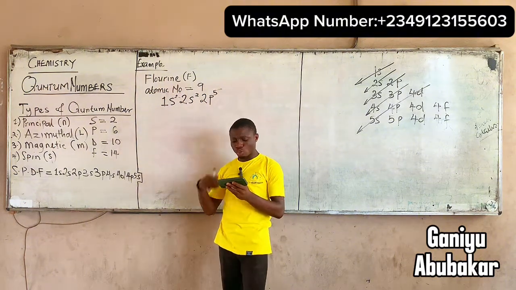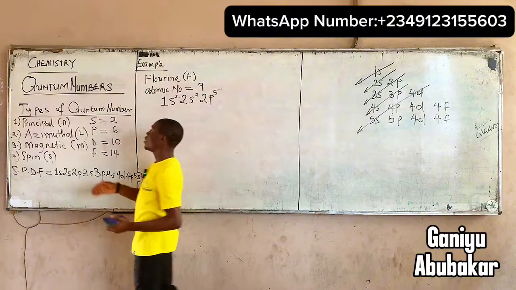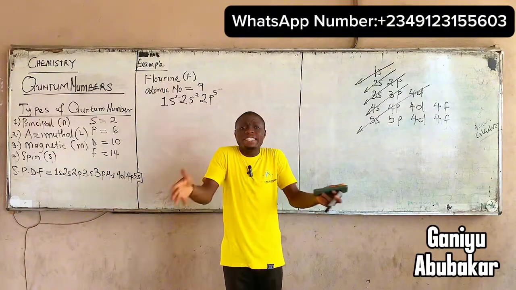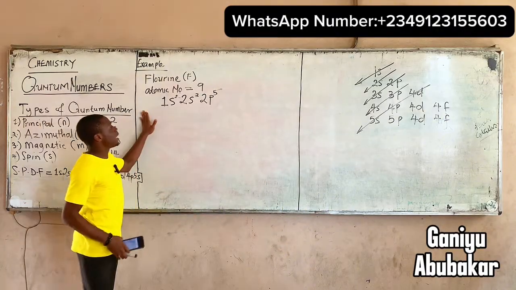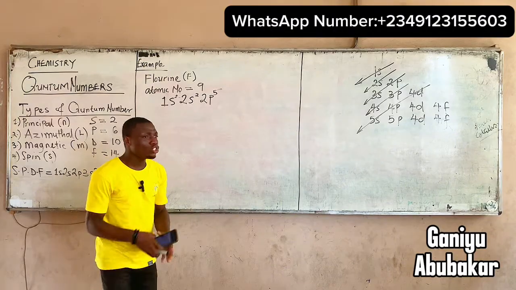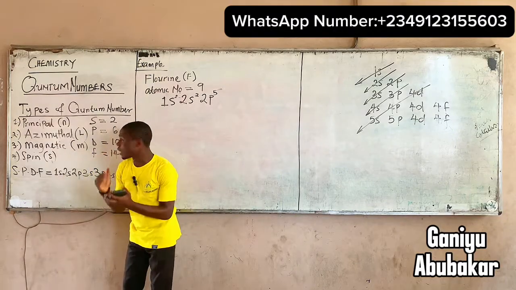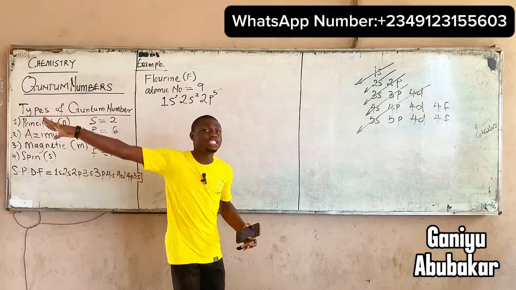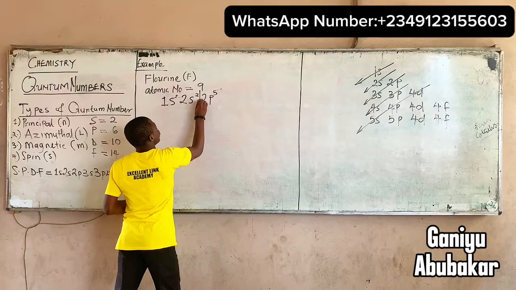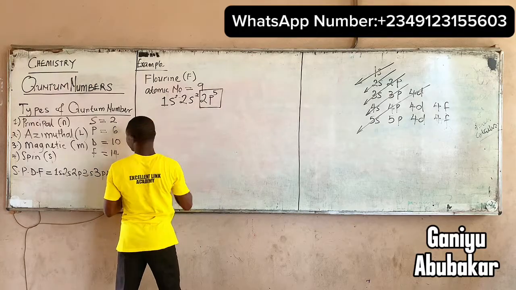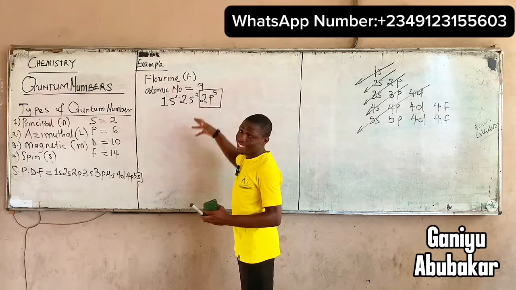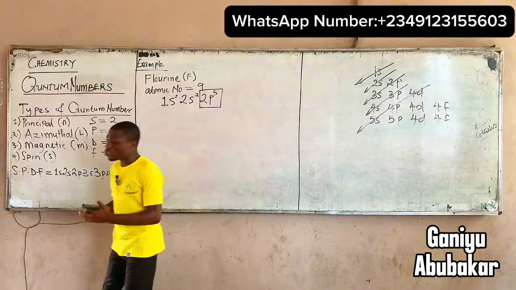The second part says to find each of the quantum numbers: the principal, azimuthal, magnetic, and spin. After drawing out your SPDF configuration, we are done with that part. What next? To get the principal, azimuthal, magnetic, and spin, what you need is the last orbital, which is 2p to the power 5. So I'm emphasizing 2p to the power 5. That's the concept.